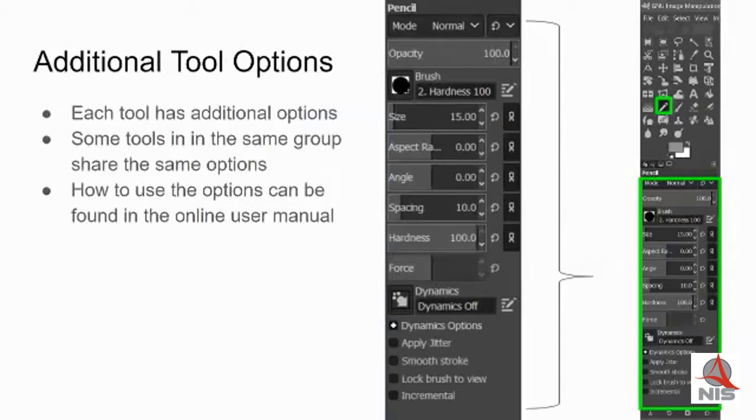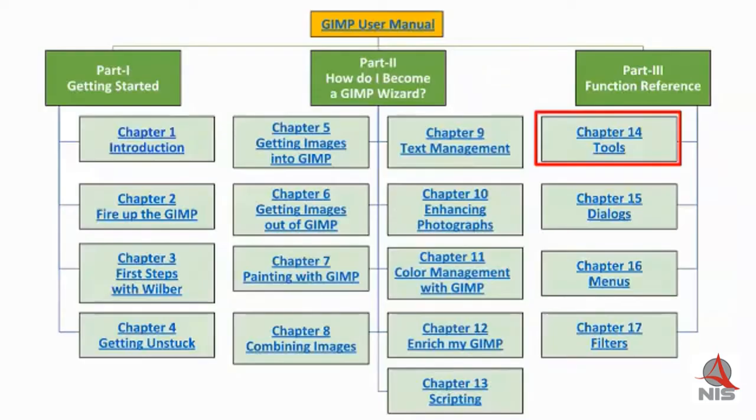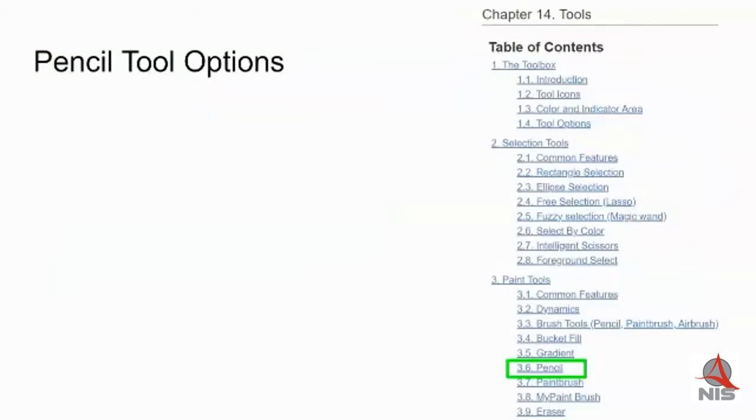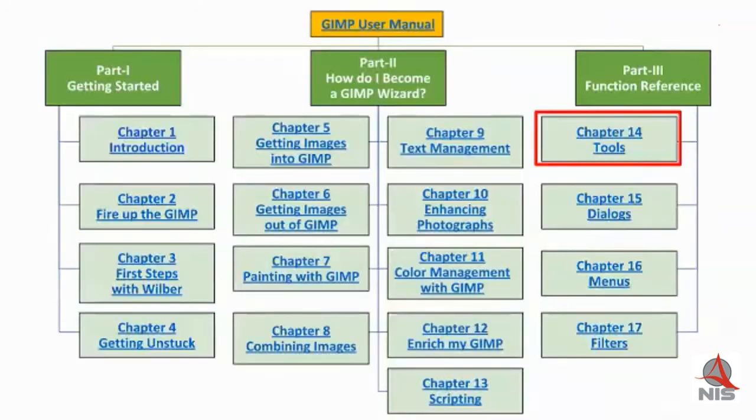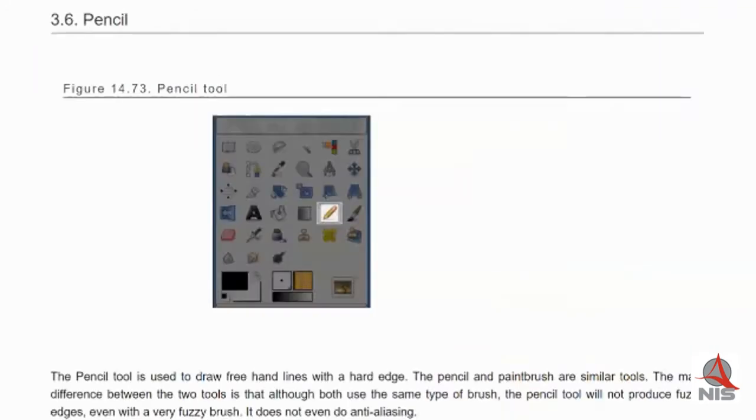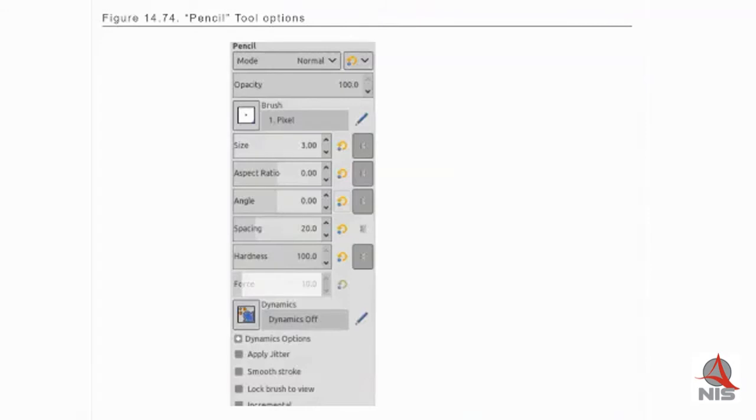Every tool that you select is going to have additional tool options. Some tools in the same group share the same options. How to use the options can be found in the online user's manual. All you have to do, just like before, is go to chapter 14, select tools, and it'll take you to the table of contents. For example, in this case, we're looking at the pencil tool. The pencil tool is used to draw freehand lines with a hard edge, and the online documentation will explain all of that to you, what it's for. It'll also give you a picture of the menu. The picture might not be as up-to-date as what you're using, but it should be good enough for you to understand what they're doing.